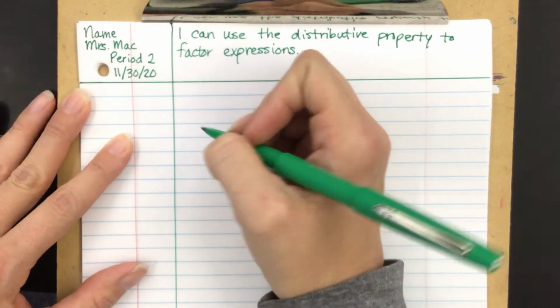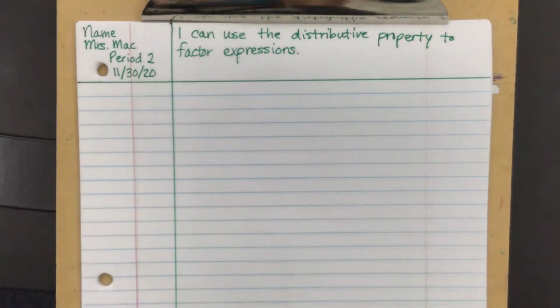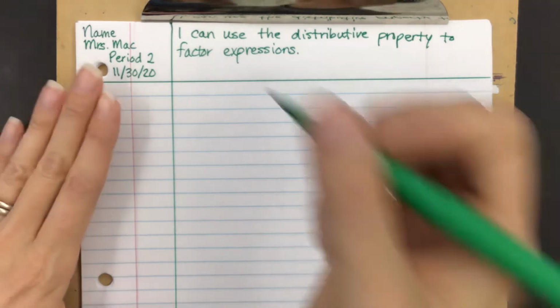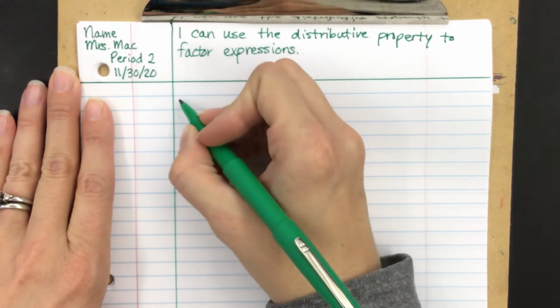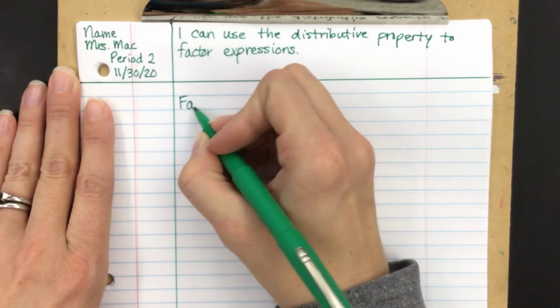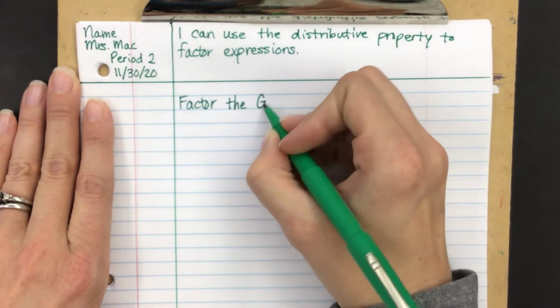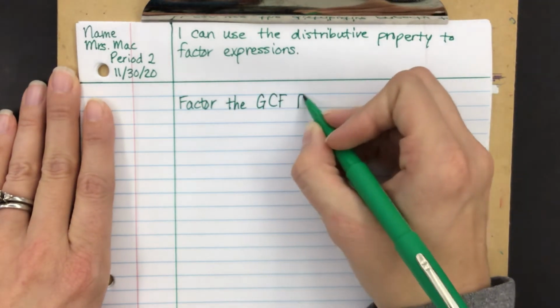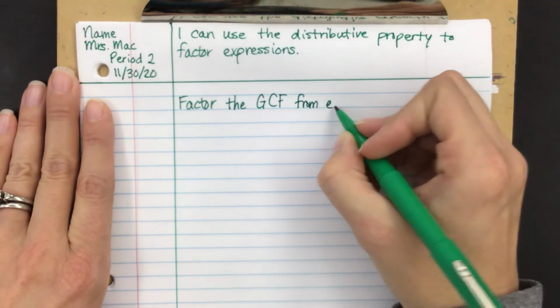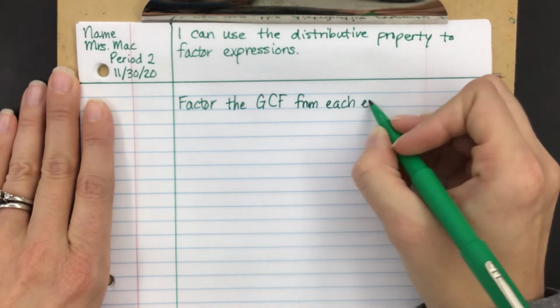What we're going to be doing first is, because we're going to factor expressions two different ways, we're going to be using the greatest common factor, and we're going to be using the coefficient of the variable. So I'm going to show you how to use the greatest common factor first. You're going to factor the greatest common factor from each expression.